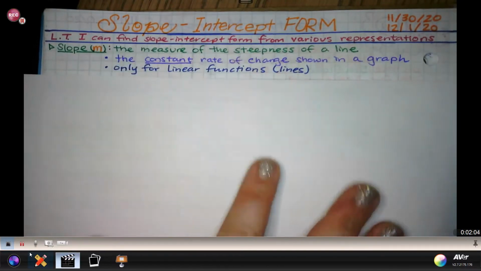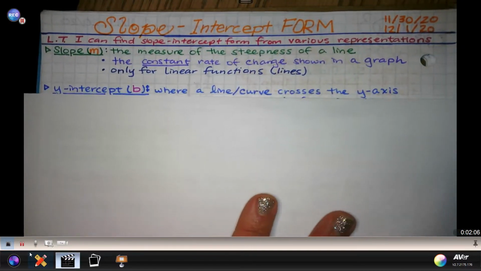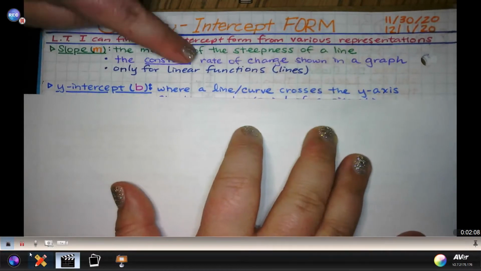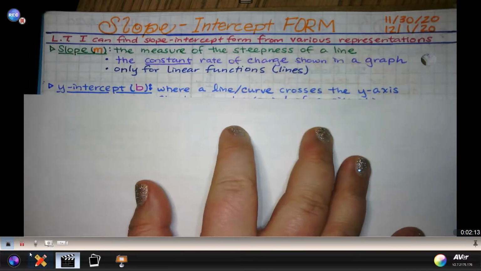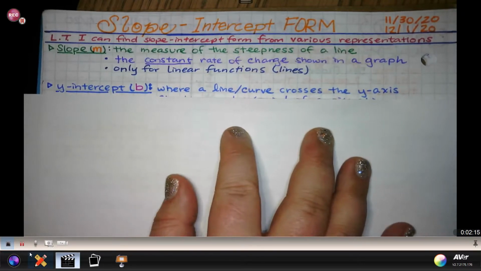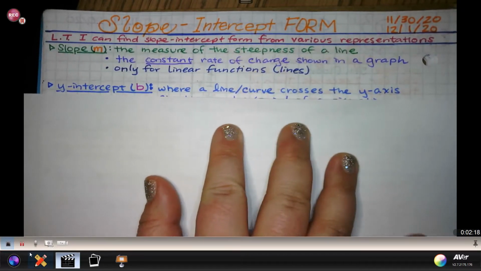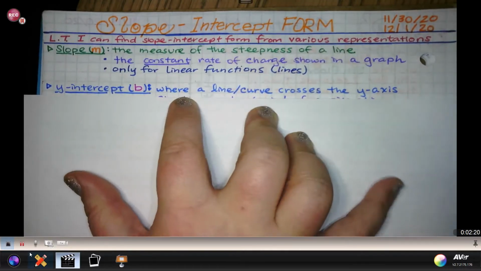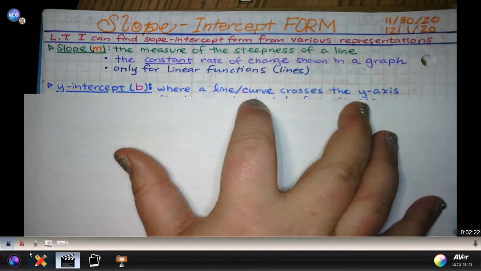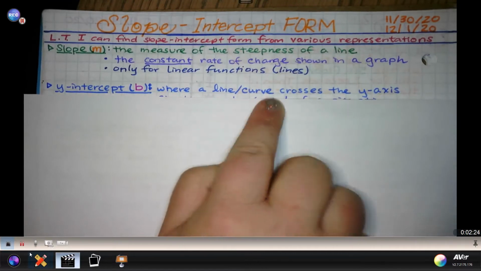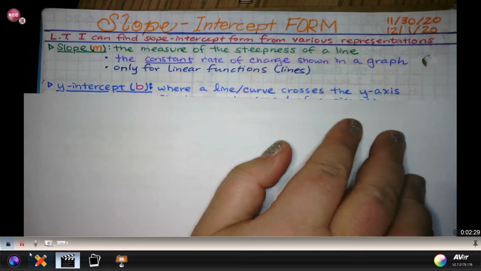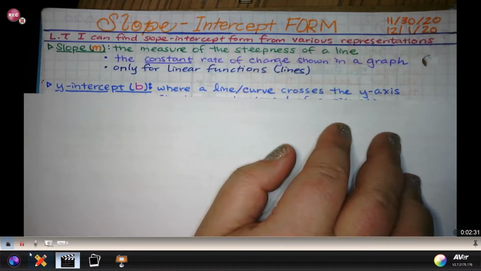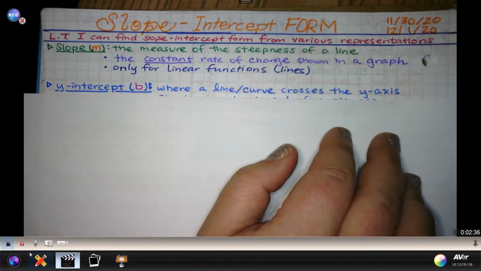Then we have intercept, or more accurately, y-intercept. The intercept we're referring to in the title here is the y-intercept, or the lowercase letter b. Okay, I know it can look like a 6, but we're supposed to use lowercase letter b, so we need to use that. Now this is where a line or a curve crosses the y-axis. So notice this time I wrote line or a curve because lines or curves can cross the y-axis. As long as they cross the y-axis, that's the y-intercept. Okay, it intercepts the y-axis or crosses it.